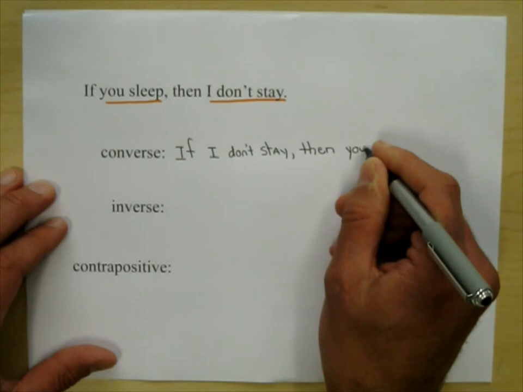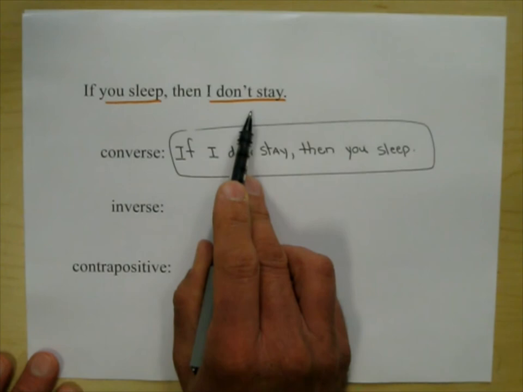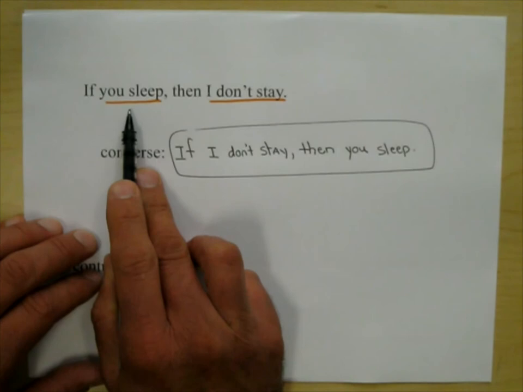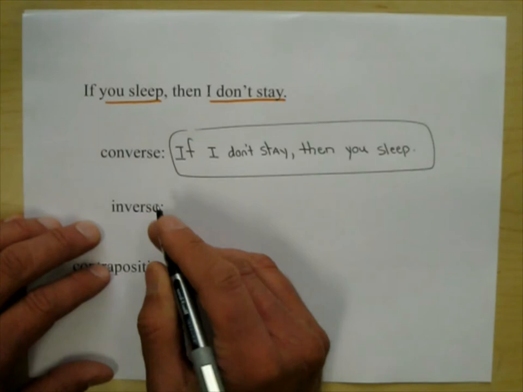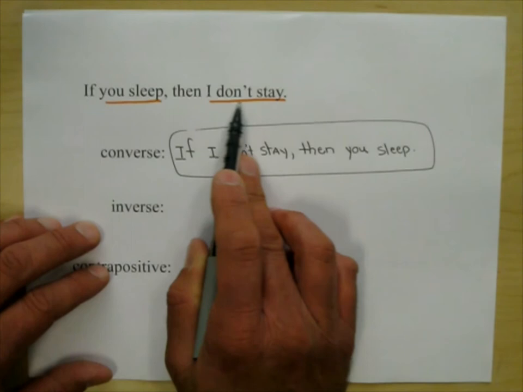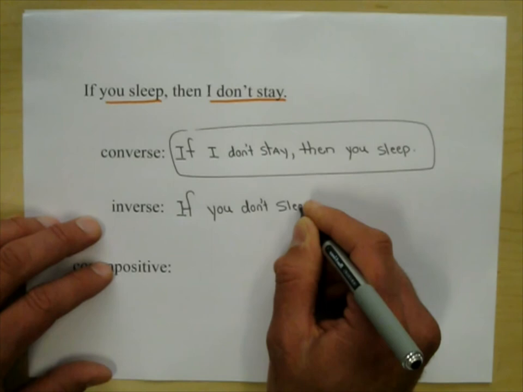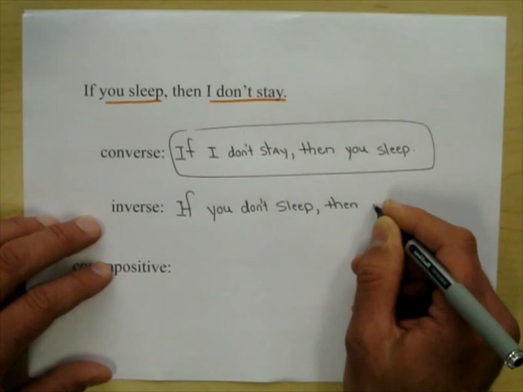So in your homework, they'll give you a conditional statement. They'll say, what is the converse? So it's just swapping those guys around. Now the inverse is not swapping them, but negating them, doing the negation of both of those. So watch this. The inverse of if you sleep, then I don't stay is if you don't sleep, then I stay. So I took the negation of something with a not in it. So I'm going to write that down. If you don't sleep, comma, then I stay.